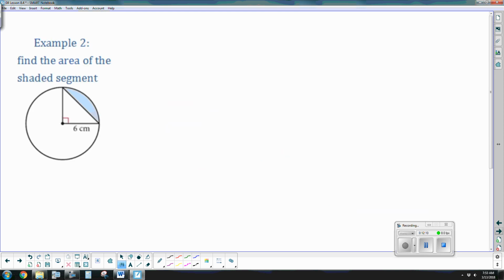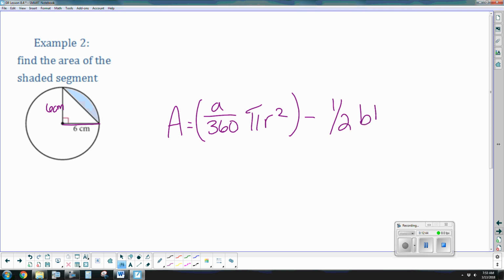Right, let's look at a second example, and this is finding the area of the shaded segment. So we know that the base of this triangle here is 6 centimeters, that's the radius. And that means the height is also 6 centimeters. So we need to use the formula for area of a segment. And the area of a segment is our angle over 360 times pi r squared minus 1/2 base times height of the triangle.